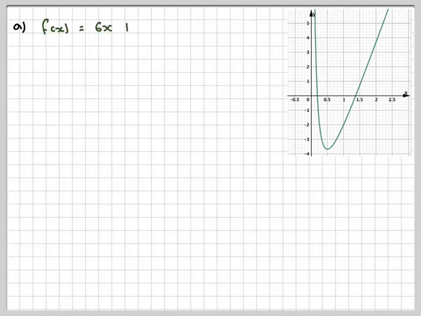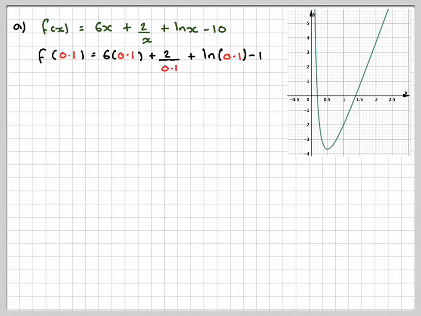Okay, so f of x is 6x plus 2 over x plus ln of x minus 10. If we do f of 0.1, so everywhere there's an x, we now replace it with 0.1, and we use our calculator, we will get the value of 8.2978. It's quite away from 0 because this is approaching an asymptote here.